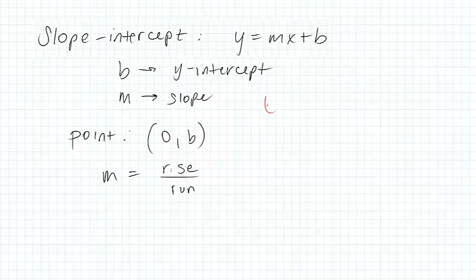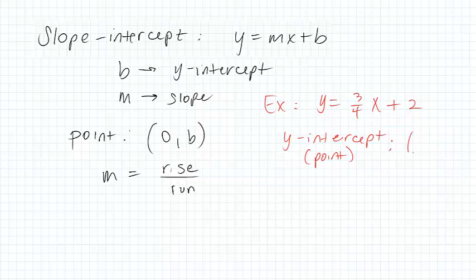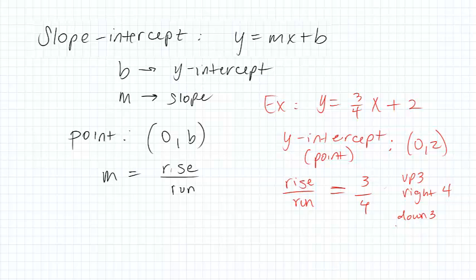So, for example, we might have y equals 3/4 x plus 2. Here we know that our y-intercept, or our point, is (0, 2), and our rise over run is 3/4. We could choose to go up 3, right 4, or we might choose to go down 3, left 4. So let's take a look at that.